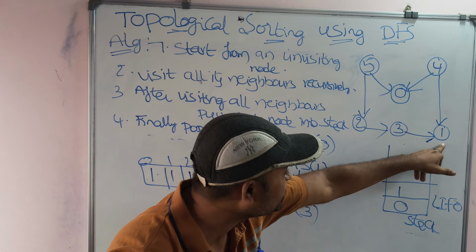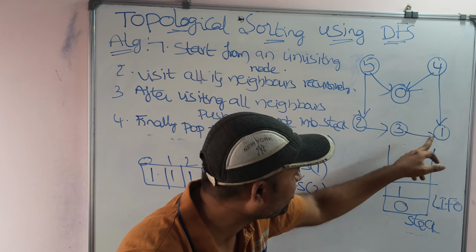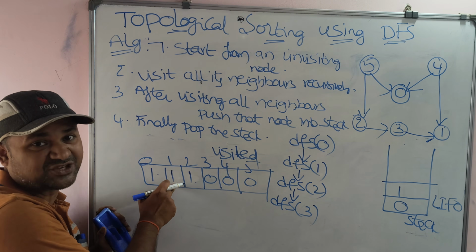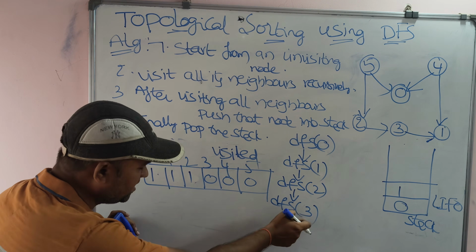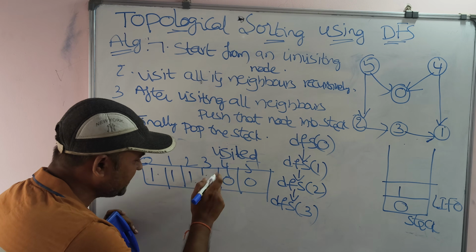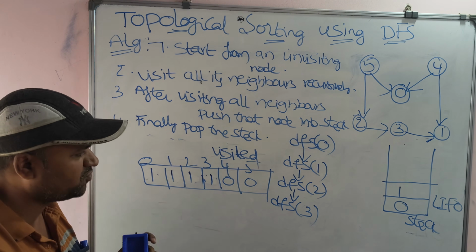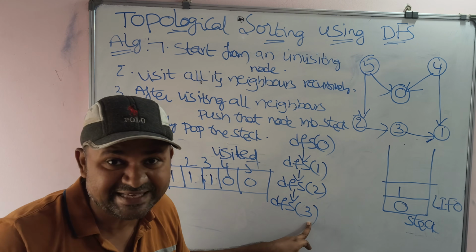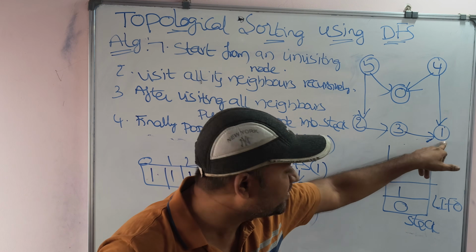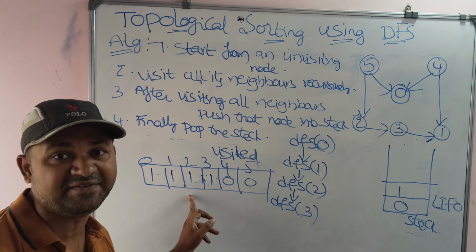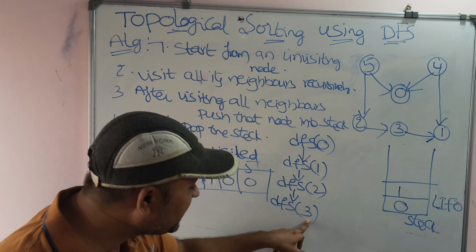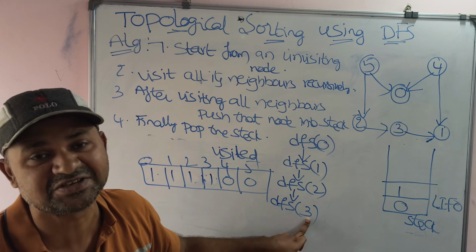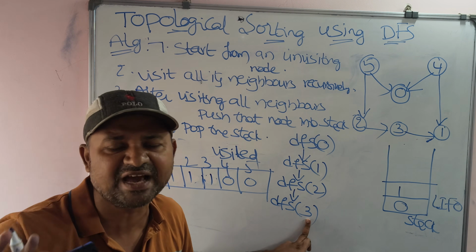So 3 is also having a neighbor. So who is the neighbor of 3? 1. But 1 is already visited. So here 3 is called. So we have to change the status to 1. Here 2's neighbor is 3, and 3's neighbor is 1. But 1 is already visited. So here we can say that 3's neighbors are visited recursively. So all the neighbors of 3 are over.